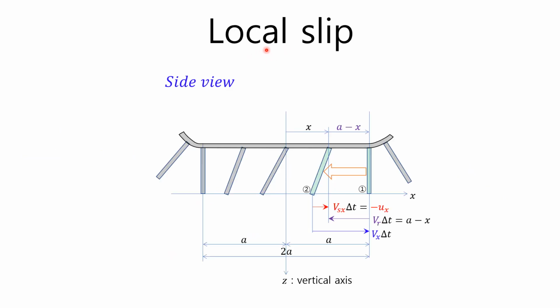From now on, let's review the local slip. Local slip refers to the slip of a point on the tire contact patch, not the entire tire. Figured here is the bristle model described in the last video, E54, where Vsx is the local slip speed and Ux is the local slip displacement. Although the viewpoint is different, the meaning and the expressions of local slip are the same as those of global slip.